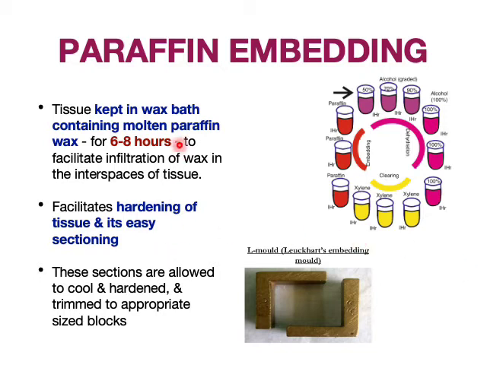So how are these paraffin blocks made? By pouring wax in the molds. We'll have the L-shaped molds. In those L-shaped molds, we will pour the molten paraffin wax and then put the tissue in the center of that mold. Later, those edges will be trimmed.